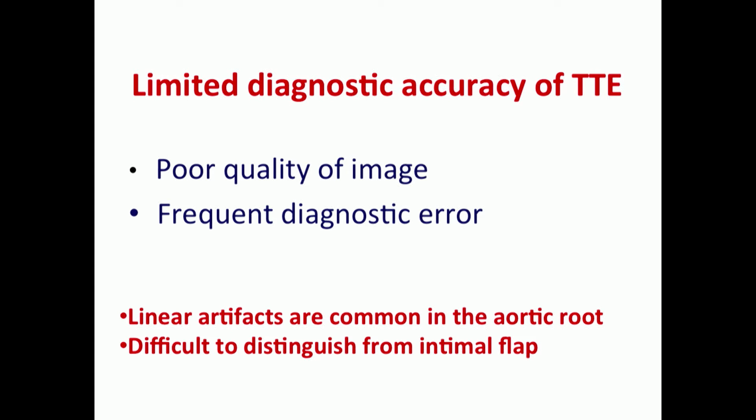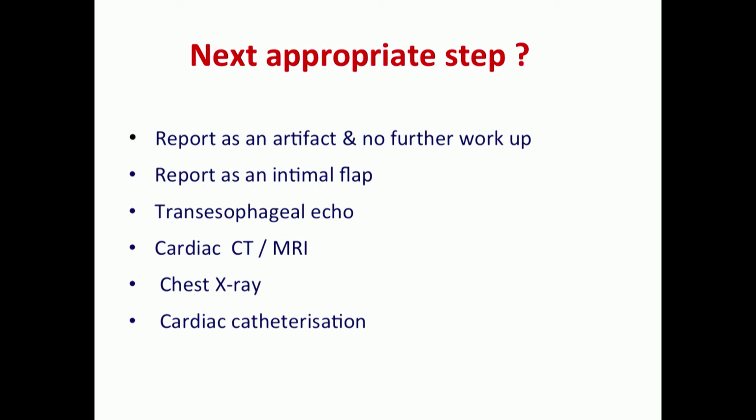And moreover, this type of linear artifact is very common in the aortic root, more so when the aortic root is dilated. And at times it becomes very difficult to distinguish those linear artifacts from the intimal flap. So what do I do next? Should I report it as an artifact and no further workup? Or should I report it as an intimal flap and dissection of aorta and go for transesophageal echo, cardiac CT, cardiac MRI, chest X-ray, or even cardiac catheterization?